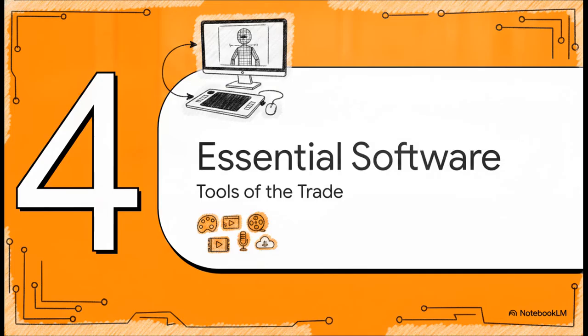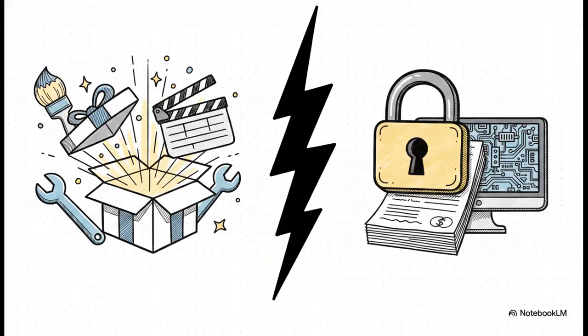Section 4, essential software and tools. To execute that pipeline, you obviously need the right software. And the guide sets up this really fascinating contrast between two paths, free open source software versus paid industry subscriptions.